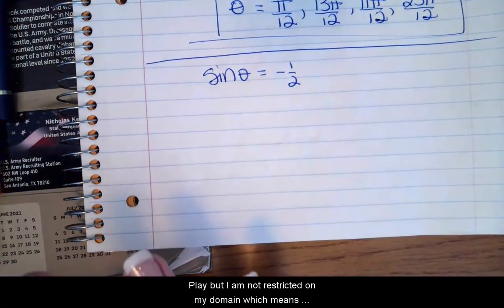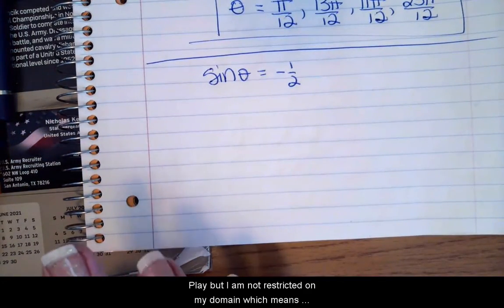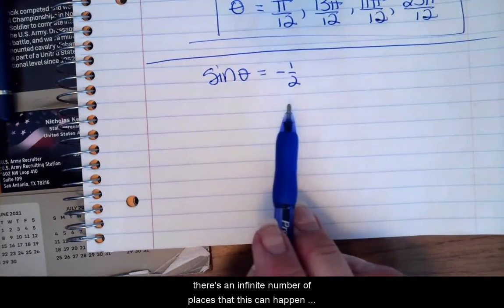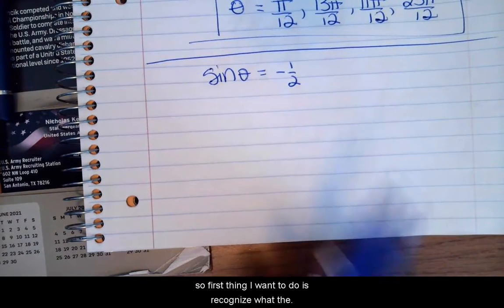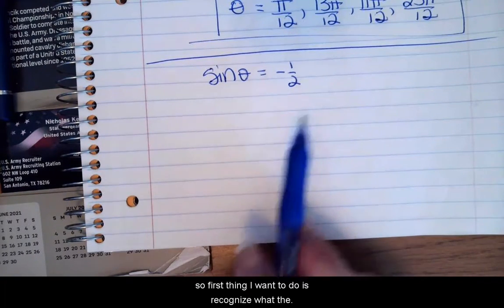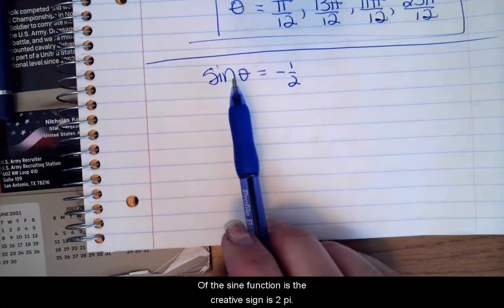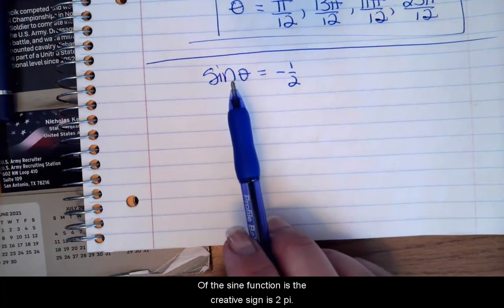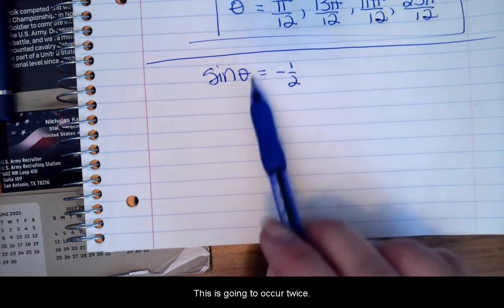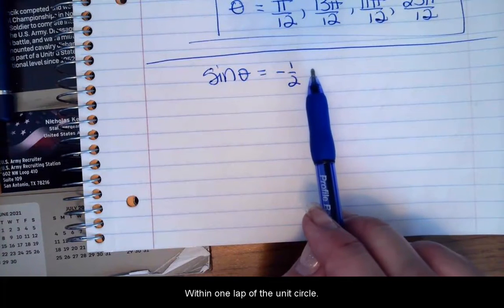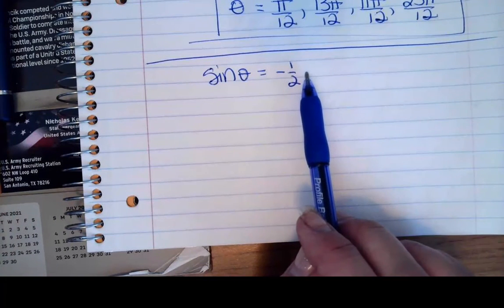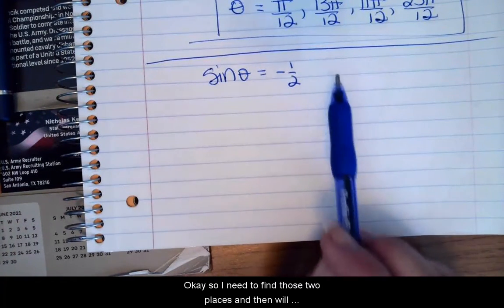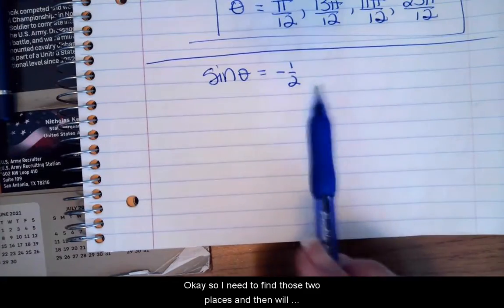Okay, but I am not restricted on my domain, which means there's an infinite number of places that this can happen. So first thing we want to do is recognize what the period of the sine function is. The period of sine is 2 pi. This is going to occur twice within one lap of the unit circle. Okay, so I need to find those two places, and then we'll generalize.